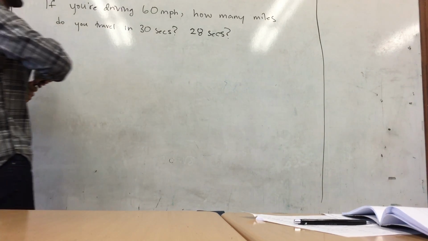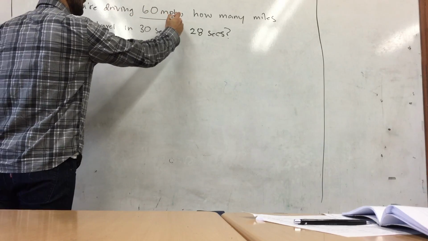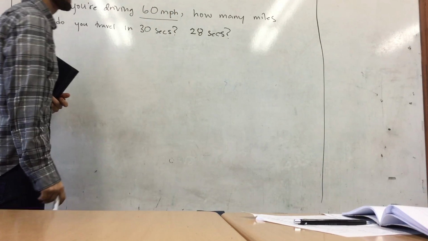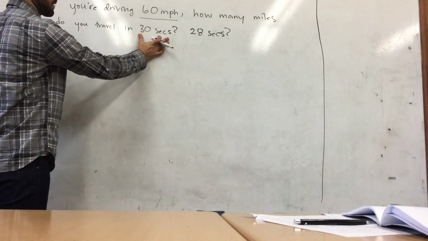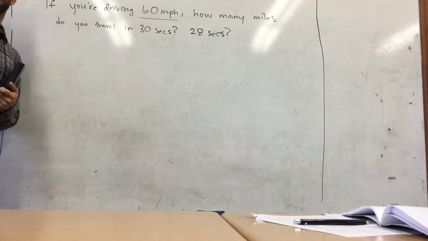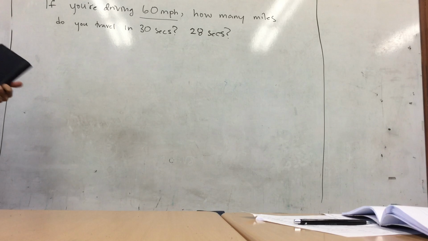If you're going 60 miles an hour, Chike, how many miles do you go in a minute? It's just one, right? 60 miles in 1 hour? Okay, so then he logically deduced that if you're going 1 mile in 1 minute, how many do you go in 30 seconds? Half a mile. Half a mile. All right?